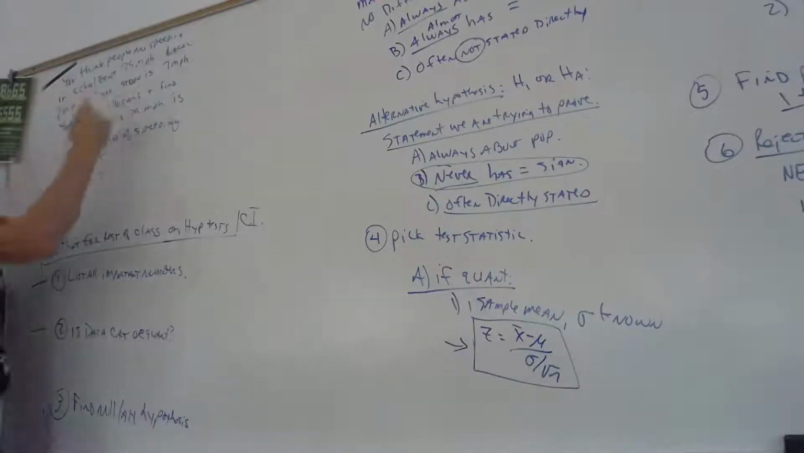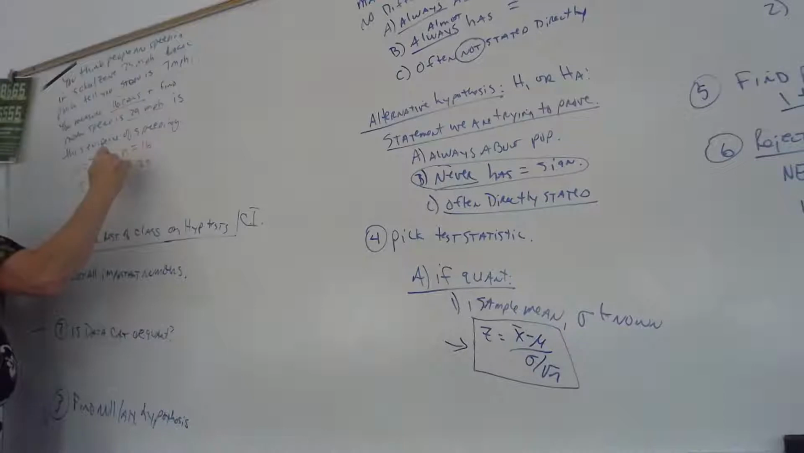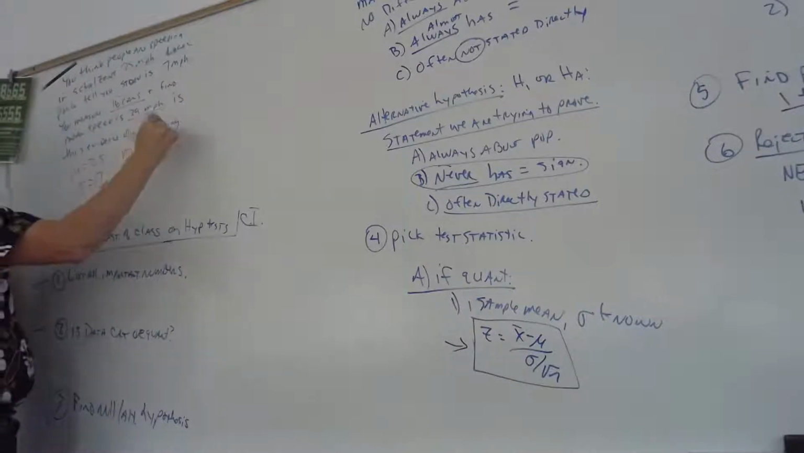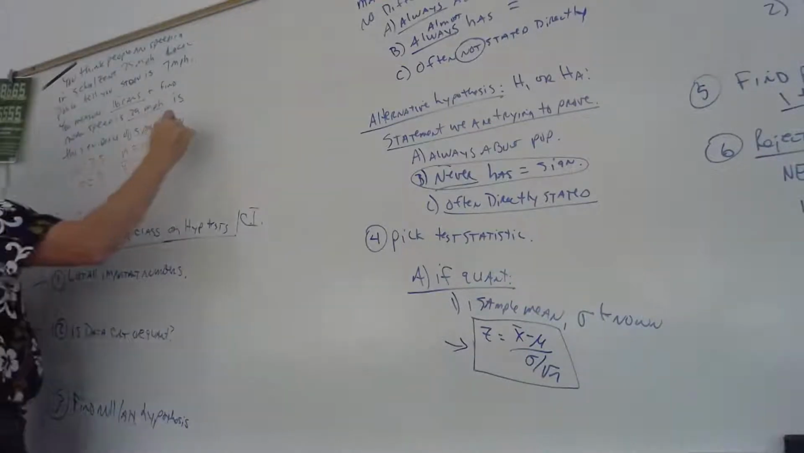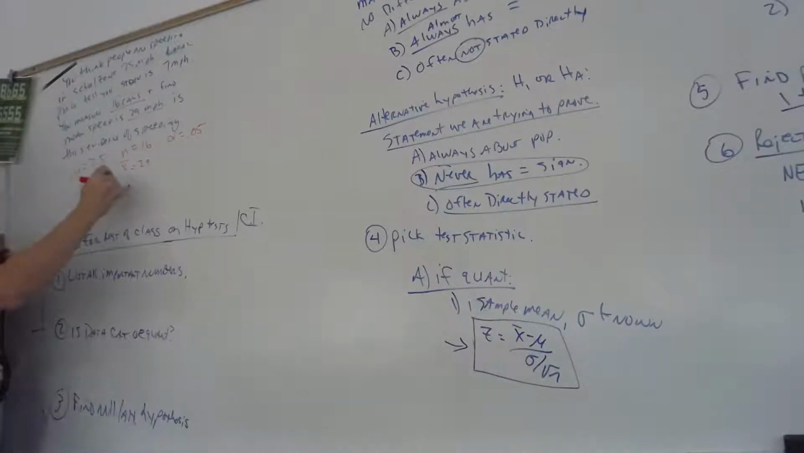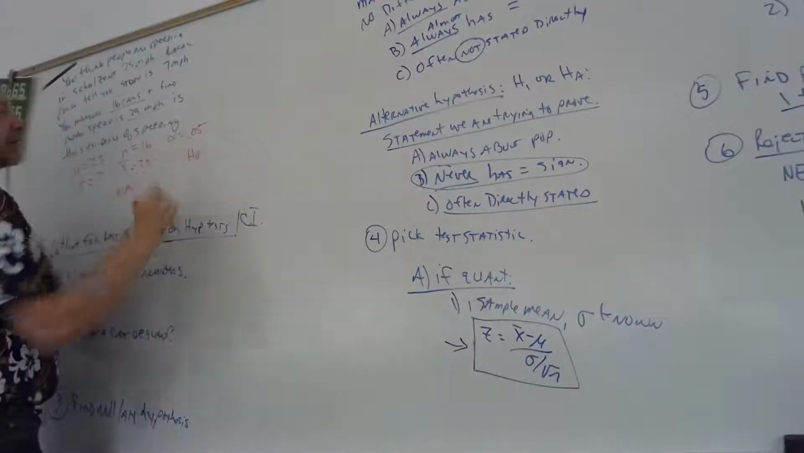You measure 16 cars, your N is going to be 16. You find the mean speed is 29 miles per hour. That's your sample of those 16 cars. That's going to be X bar. Then we have an alpha, that's going to be 0.05. So I've listed all the important numbers. Is my data categorical or quantitative? Clearly quantitative.